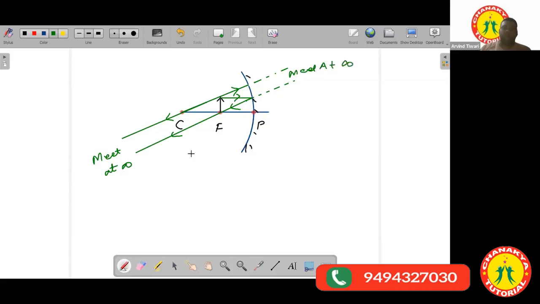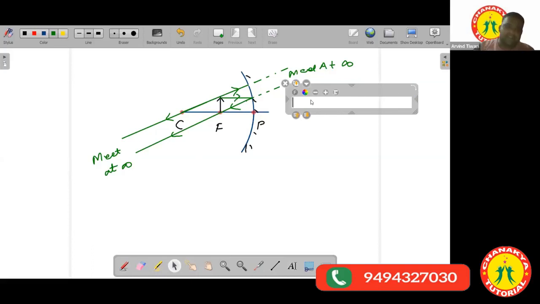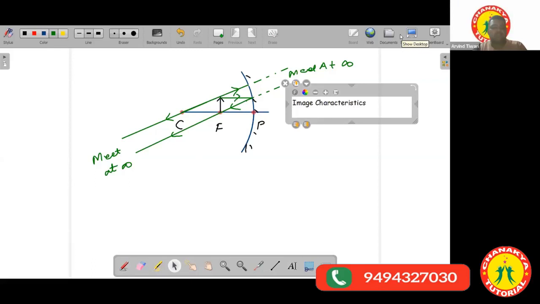Now another important point here about the image characteristics. We are confused whether we will write the image to be real or virtual, since the light rays are not meeting, and we have written light rays to be meeting at infinity. So what characteristics shall we include then? What should we say for nature? Virtual? Real? Virtual? Yes.